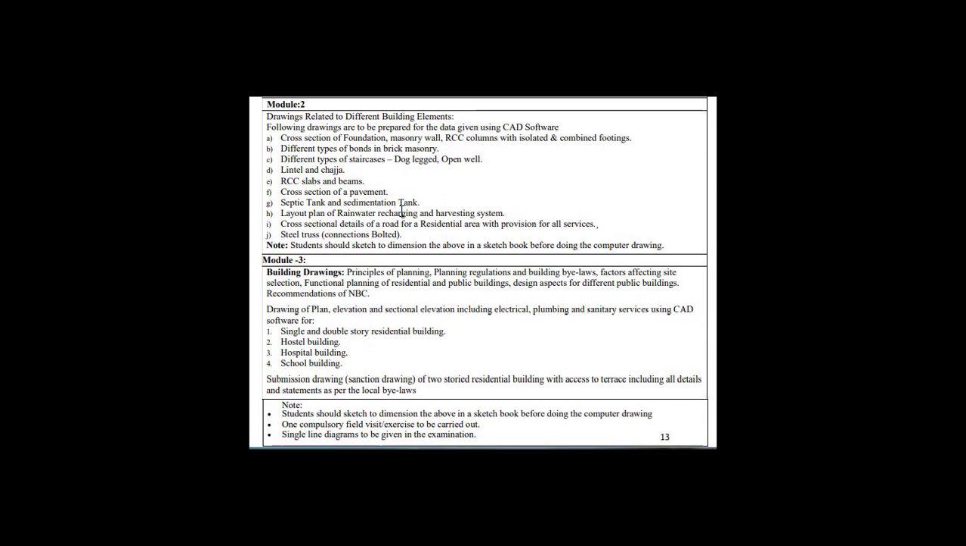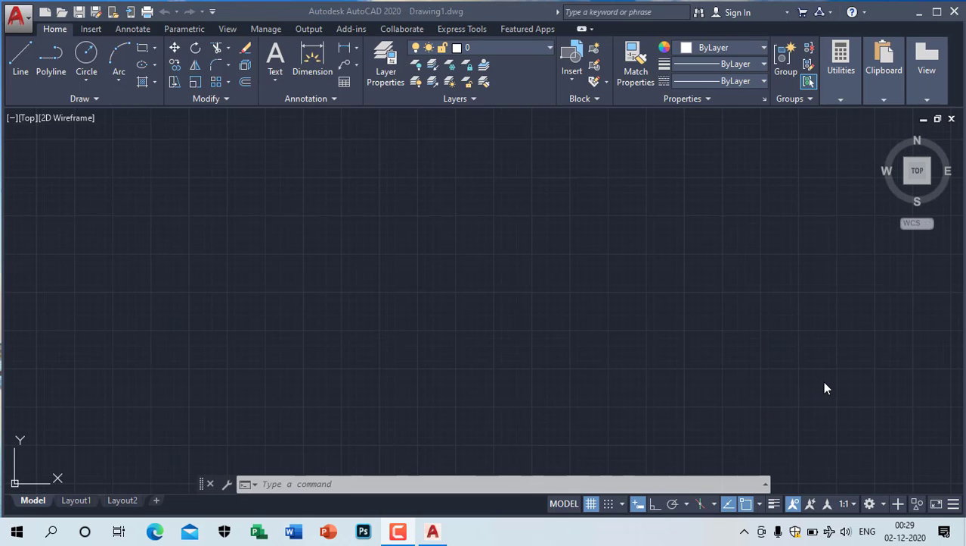So in the next session we'll go directly to the software, and we'll try to understand how to operate it. Step by step we'll understand the use of AutoCAD software. So this is the interface of AutoCAD. AutoCAD is developed by a parent company called Autodesk. Under the umbrella of Autodesk we have various software, but AutoCAD is very popular among them.